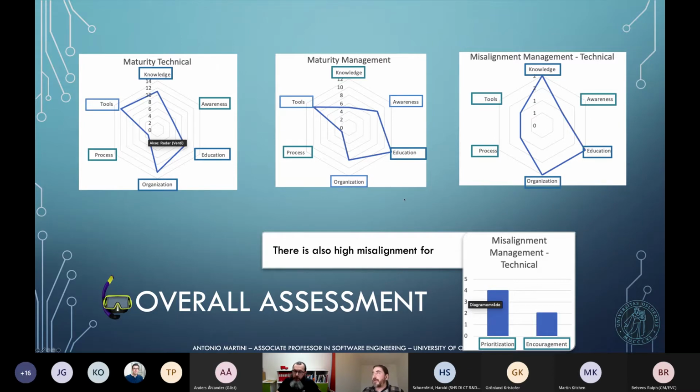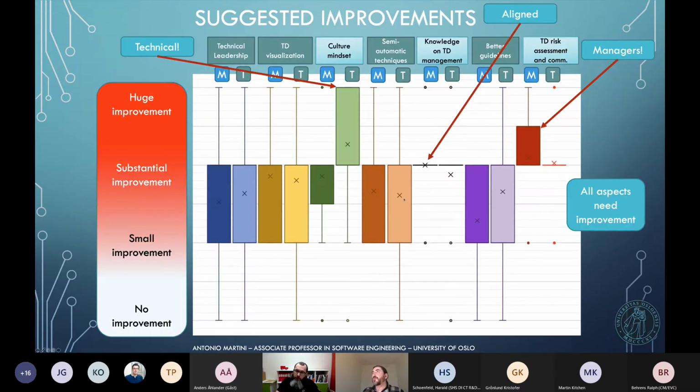After this, we actually asked the participants to rate the improvement suggestions. So we try to understand for each of these topics which ones the participants wanted to improve. And you can see here it went from no improvement to huge improvement needed. Basically we had technical leadership, technical data visualization, culture, mindset, semi-automatic techniques, knowledge on technical data management, better guidelines, and technical data risk assessment and communication.